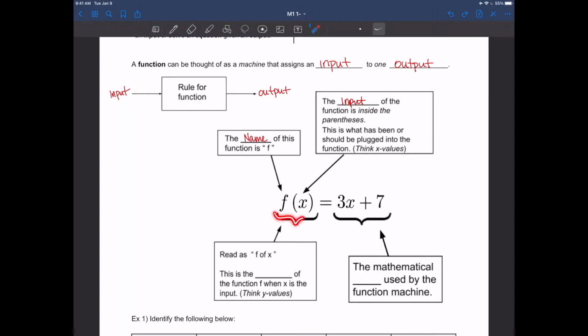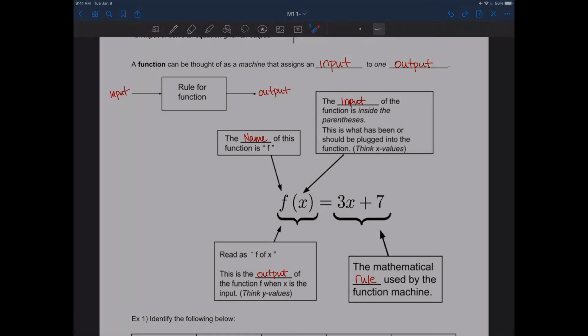Now this part right here is read as f of x, not f times x, not fx, f of x. This is the output of the function f when x is the input. So I put x in, and then whatever this becomes is the output. In this 3x plus 7, we've seen expressions like this before. That is the rule that is used by the function machine.